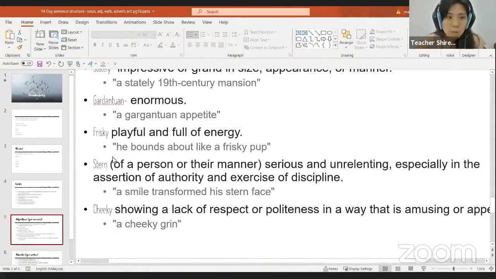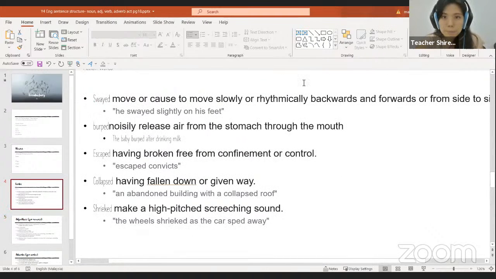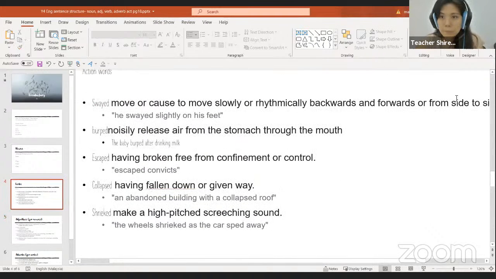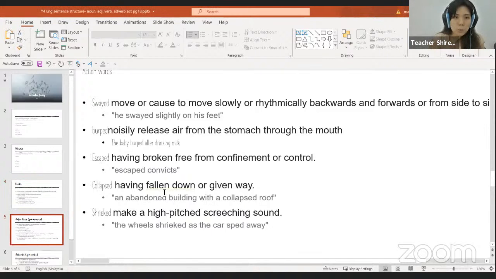Yes, Joanna, anything you would like to ask about verb? Rhythmic. Rhythm is like, how to say, follow the rhythm or follow the beats. It's like da da da da da da da da. That's rhythm. Follow the rhythm. Any other questions? No. Okay. Then let's move on to the next one.